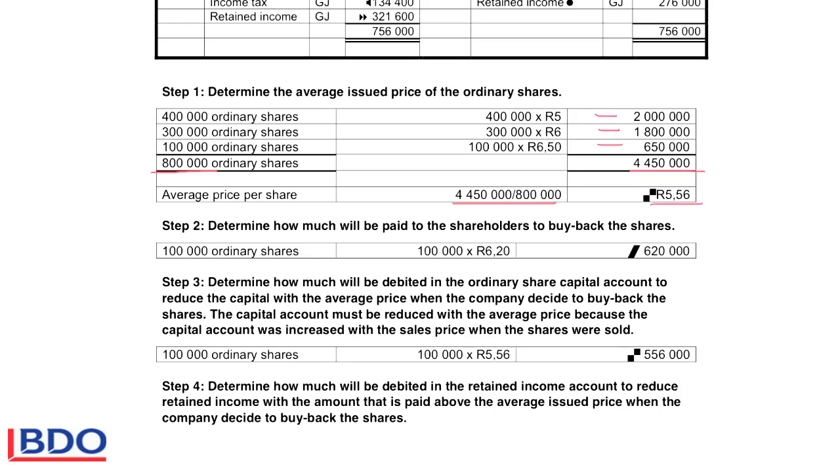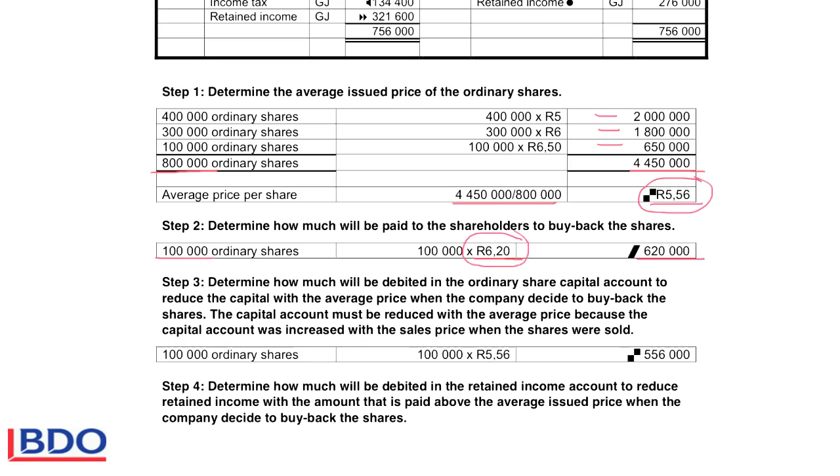If we look at the ledger accounts, we will see that the ordinary share capital account will decrease with the average price, 100,000 times R5.56. The retained income will reduce with the amount that was paid higher than the average price.